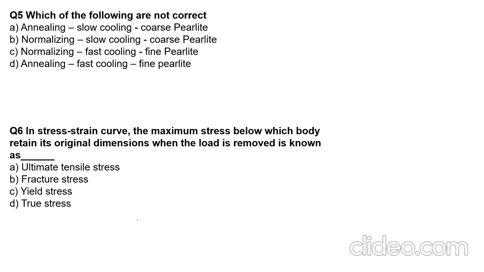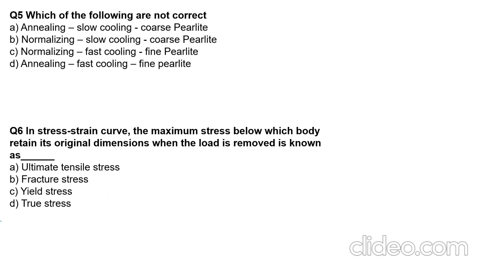So you have to say annealing is a slow cooling and results in coarse pearlite. Normalizing is a slow cooling and results in coarse pearlite. Normalizing is a fast cooling and results in fine pearlite. Annealing, which is a fast cooling, results in fine pearlite. So you have different combinations.